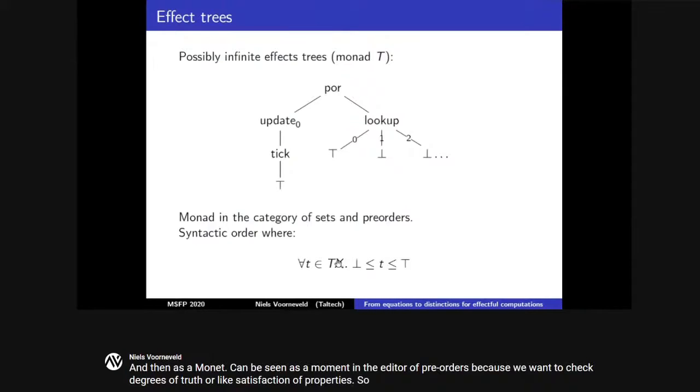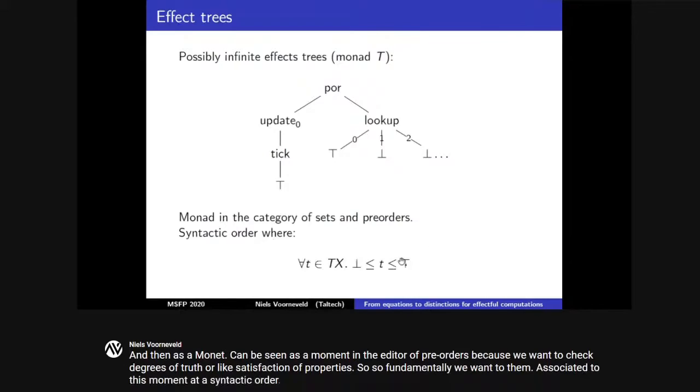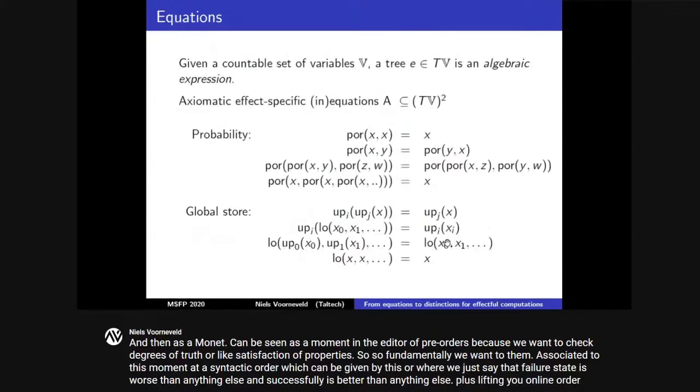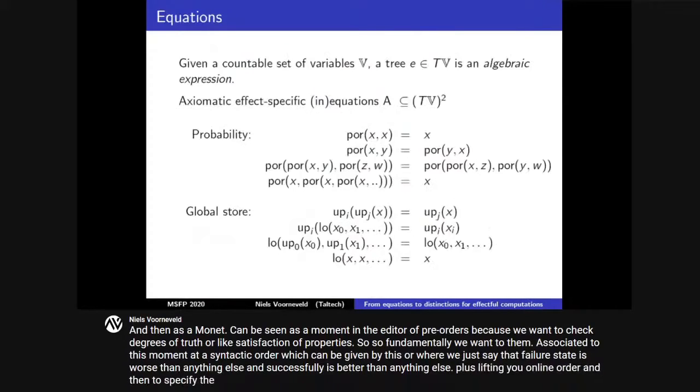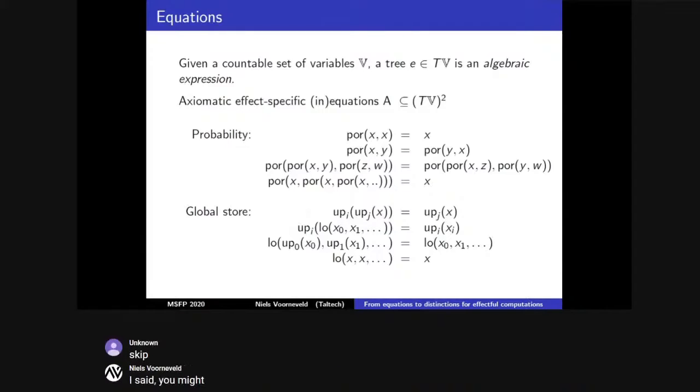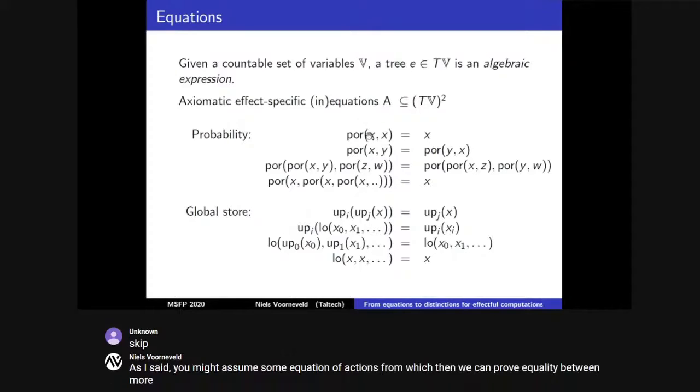So foundationally, we want to associate to this monad a syntactic order, which can be given by this, where we just say that the failure state is worse than anything else, and the success state is better than anything else, plus lifting the underlying order. And then to specify the behavior of algebraic effects, on the one hand, as I said, we might assume some equational axioms, from which we could prove equality between more complicated terms.